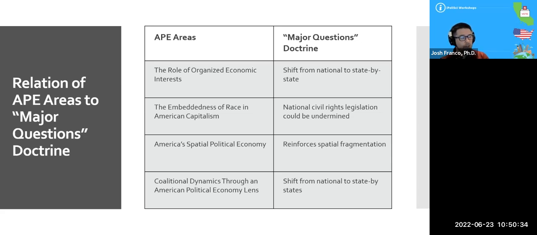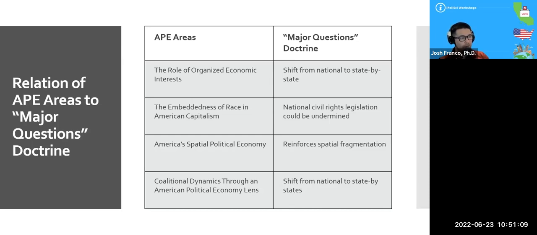So first, the APE area of the role of organized economic interests. How this relates is that we would imagine the Supreme Court says not only that the EPA doesn't have this authority, but that Congress can't just generally delegate authority to the executive branch. We would see a shift from national to state-by-state engagement by organized economic interests, because presumably the federal government couldn't regulate things at a national level, but it would still leave it up to states to regulate on a state-by-state level.